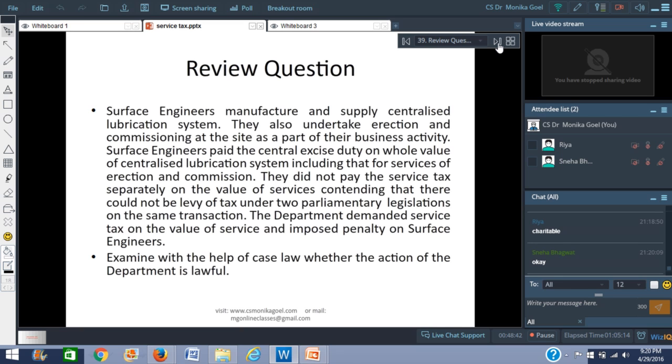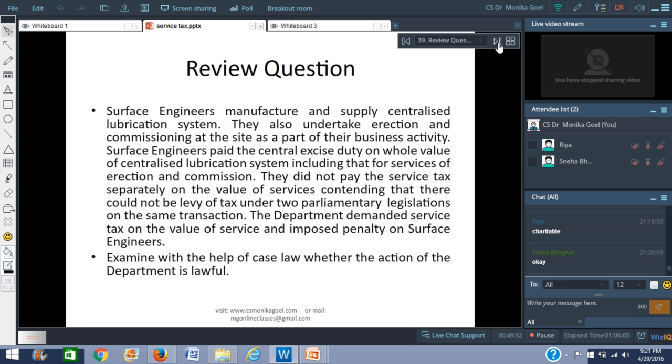One more review question, very simple. Service Engineers manufacture and supply centralized lubrication system. They also undertake erection and commissioning at the site as a part of their business activity. Service Engineers paid central excise duty on the whole value of the centralized lubrication system, including that of services of erection and commissioning. They did not pay service tax separately on the value of services, contending that there could not be levy of tax under two parliamentary legislations on the same transaction. The department demanded service tax on the value of service and imposed penalty on Service Engineers. Examine with the help of case law whether the action of the department is lawful.